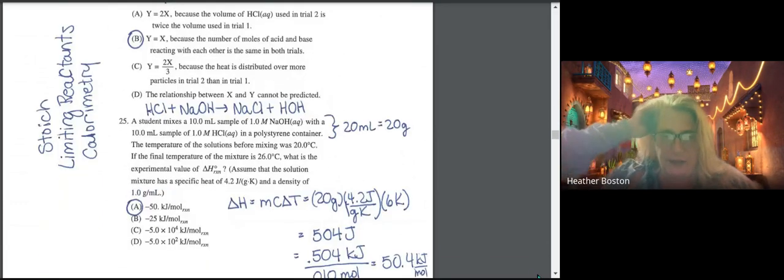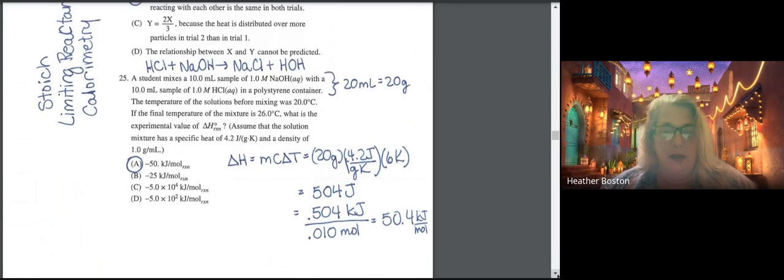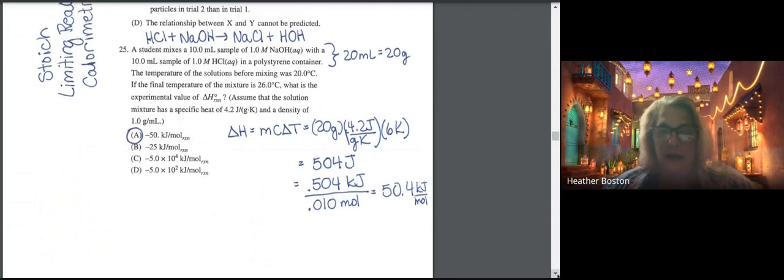So this is an MCAT. You just have to recognize that when you add them together, your final volume is going to be 20 milliliters, which is also 20 grams. So when you do MCAT, you're going to use the 20 grams, and it's going to be kilojoules per mole. So I have 1 molar, but I don't have 1 liter. So I have 0.01 liters. That's why I divided it by 0.01 moles. So have the units tell you what you're supposed to do. Look at the units of the answer, and that'll keep you from just saying 504 kilojoules. So I'm going to answer one of those last two.